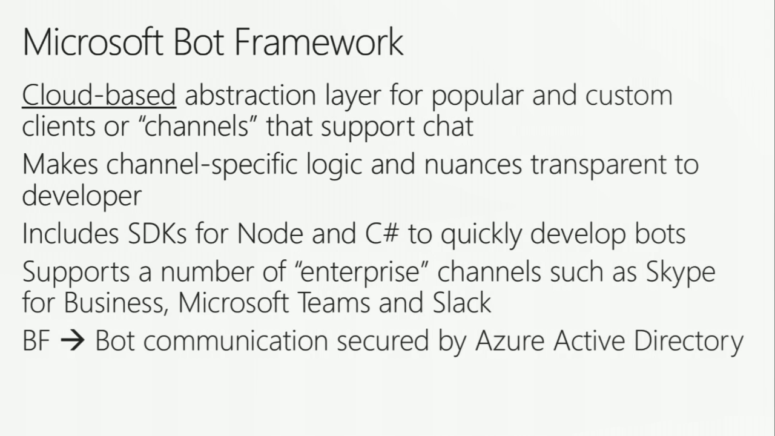You don't have to write things that are Slack specific or Teams specific or Skype for Business specific. It wraps all of that as an abstraction layer. So if some support rich cards for choices and some don't, it can automatically adjust that for you. It includes SDKs for both Node and C#. So if you were at Rob Howard's session, he did a bunch of things with C#. We're going to do some things with Node today to quickly build bots. And it's pretty consistent between the two if you try doing different things. And like I said, it does support a number of enterprise channels that we're going to go into, and it's secured by Azure Active Directory.